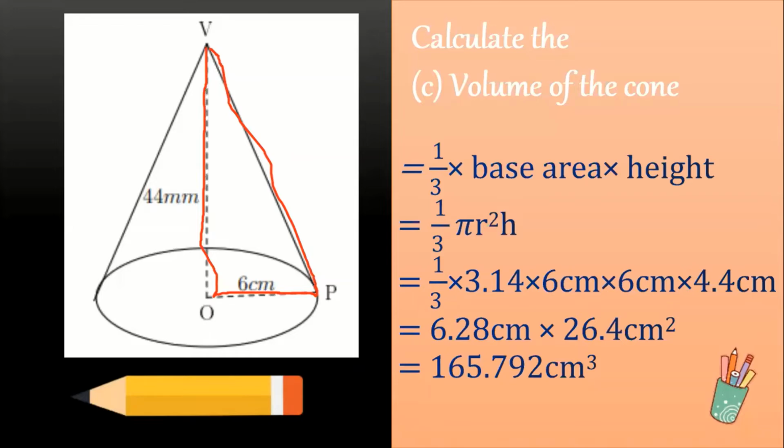When we substitute this formula, we'll have the radius, 6 centimeters, times 6 centimeters again. Since the formula has r squared, I'm expanding it into r times r, and r times r gives us 6 centimeters times 6 centimeters. That's where our 6 centimeters times 6 centimeters comes from. Then after that, we shall also substitute the height, which is 4.4 centimeters.